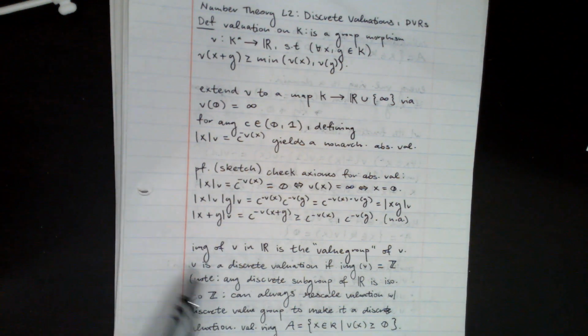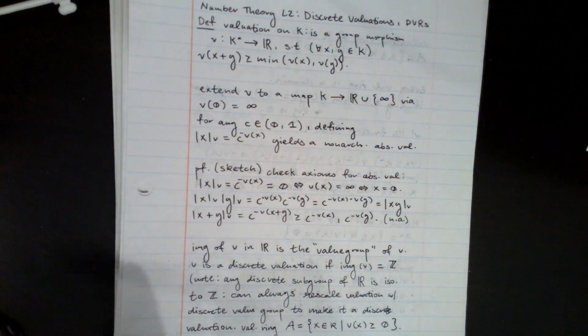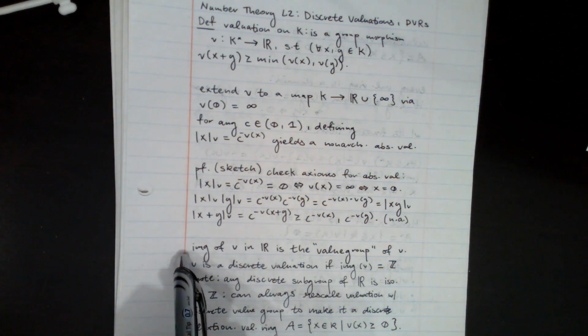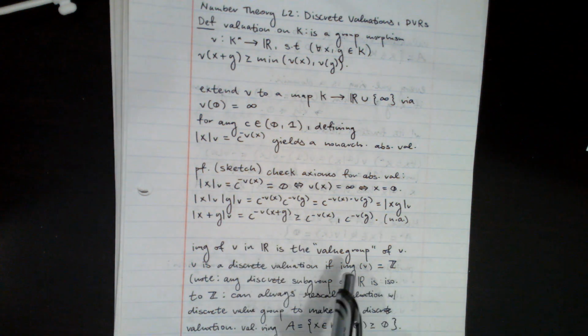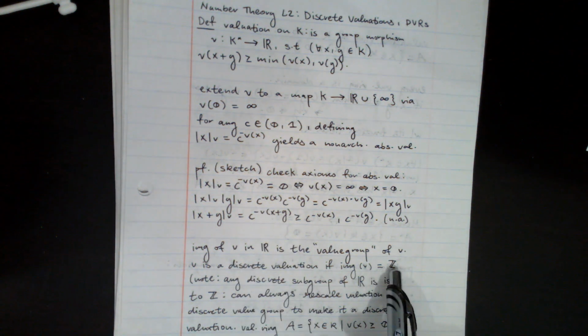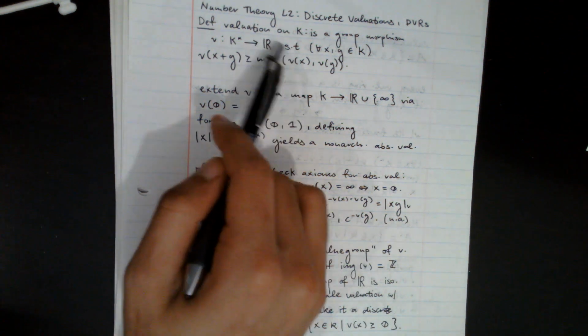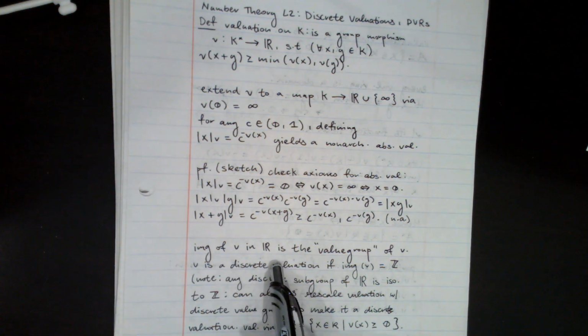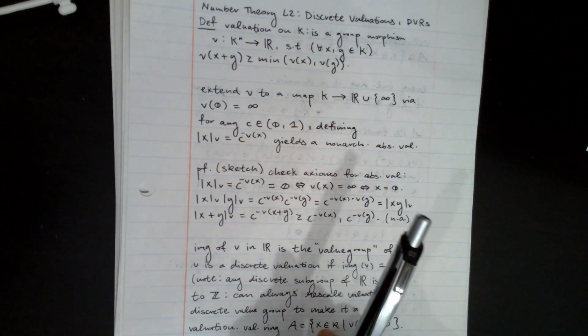So the image of v in R is what's known as the value group of v. Now, notice, actually, I should clarify up here that this is written additively. So v is a discrete valuation if its value group, its image in the reals, is the integers under addition.